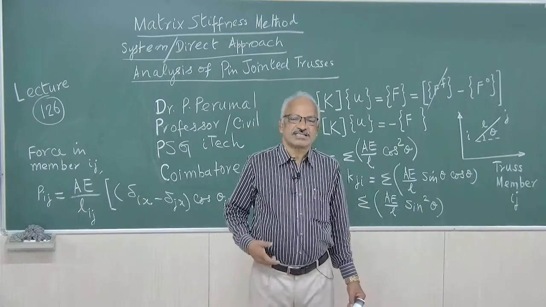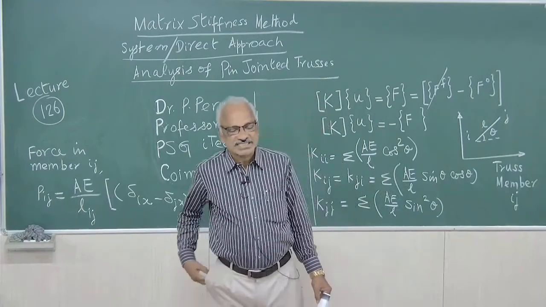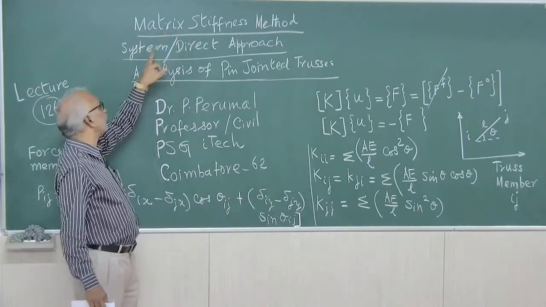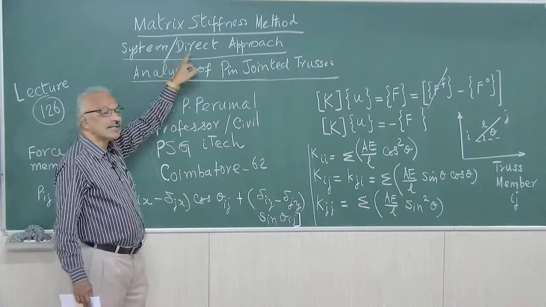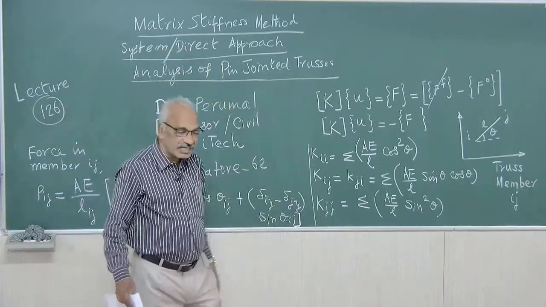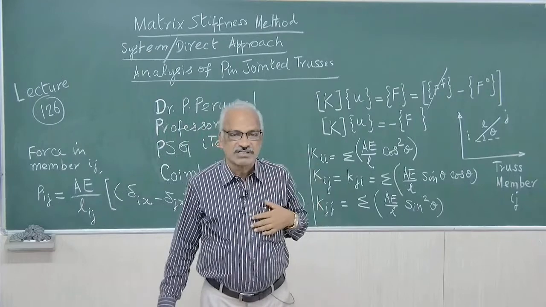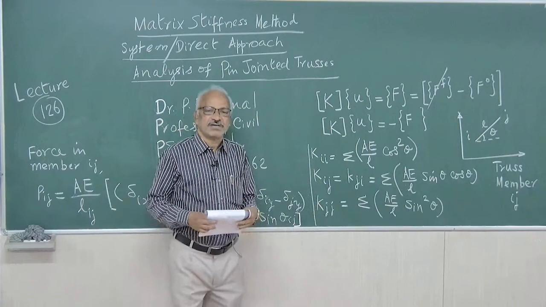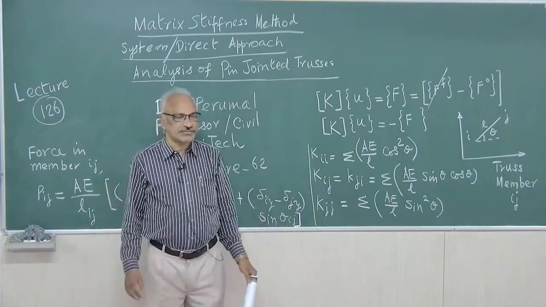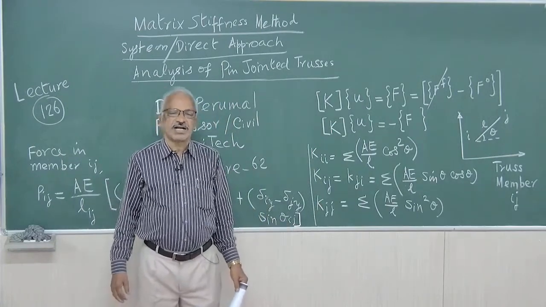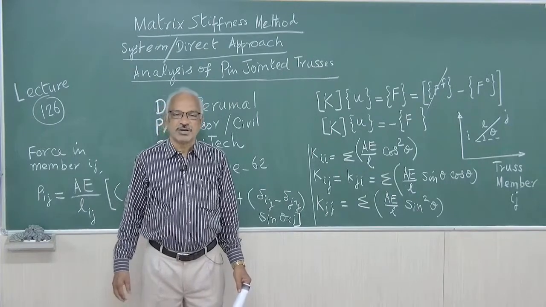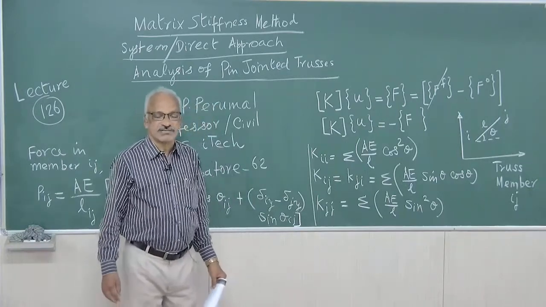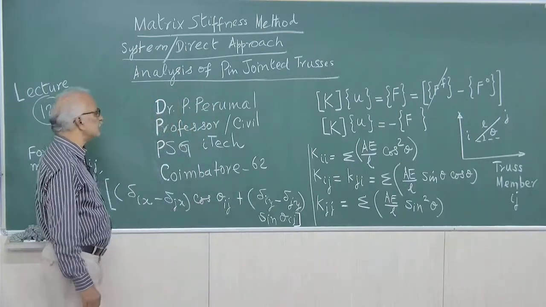Now, in the recent lectures, we have been discussing the matrix stiffness method, and currently we are following the system approach or direct approach, or in other words, we are dealing with the direct stiffness method of structural analysis. We have already introduced the method. We have discussed the analysis of a few problems on continuous beams and a few problems on portal frames. So, in this lecture, we will take up analysis of pin jointed trusses.